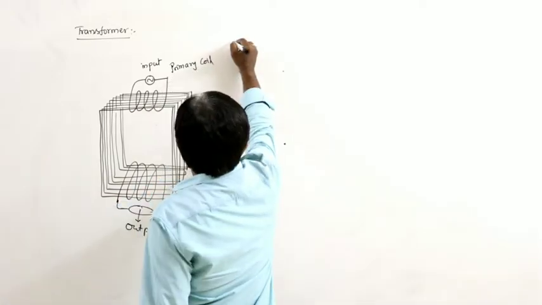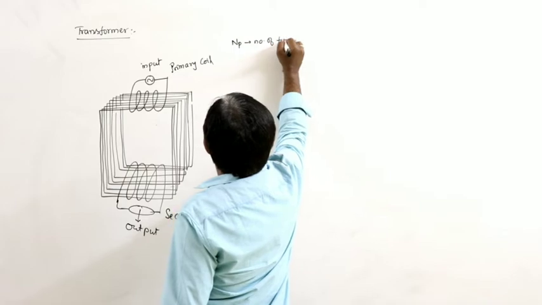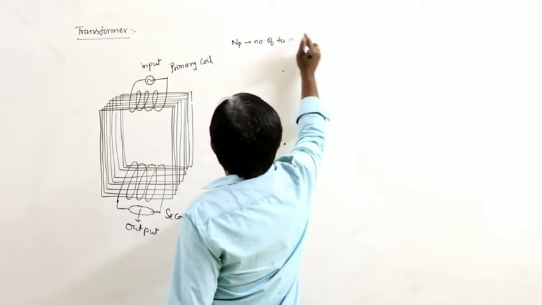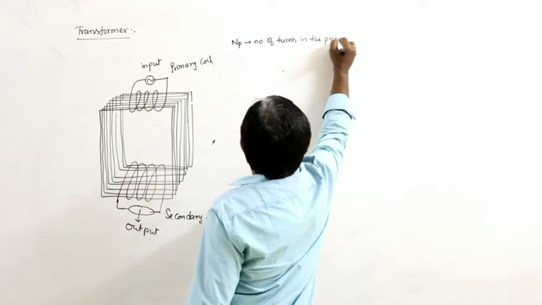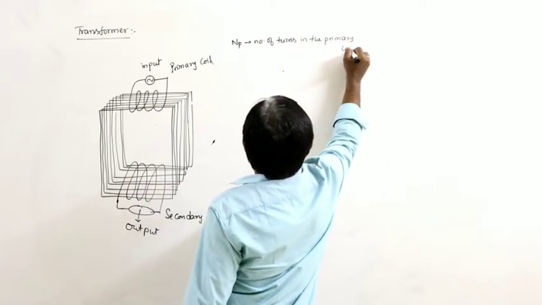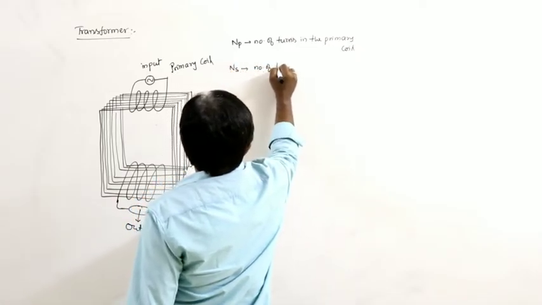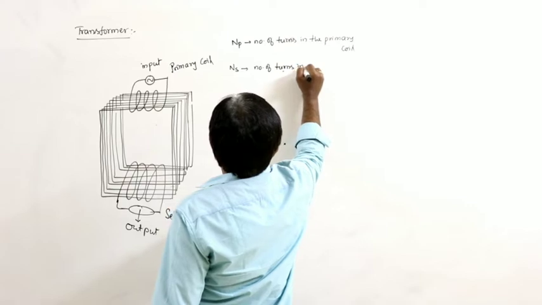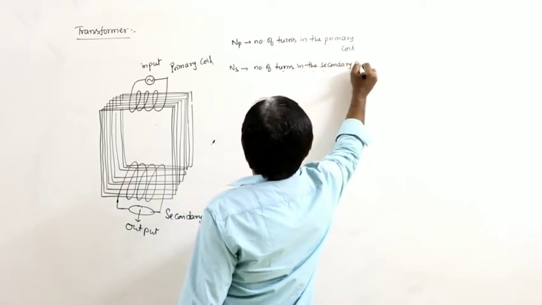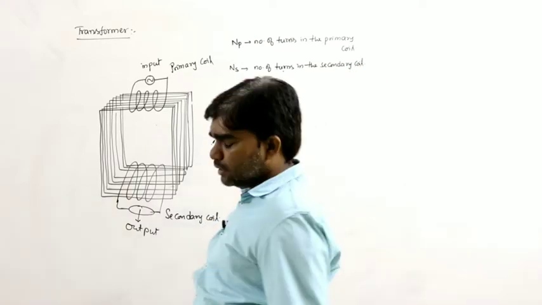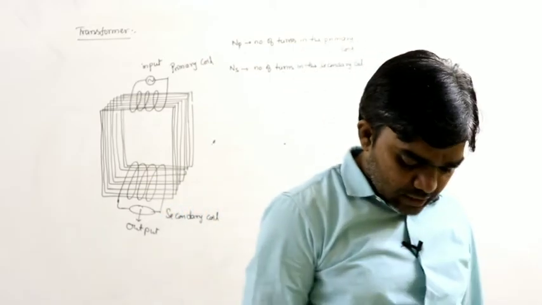Let Np be the number of turns in the primary coil, and Ns be the number of turns in the secondary coil.